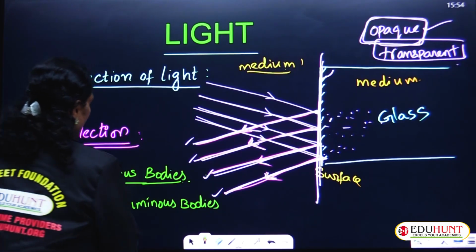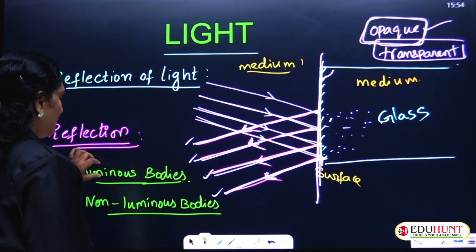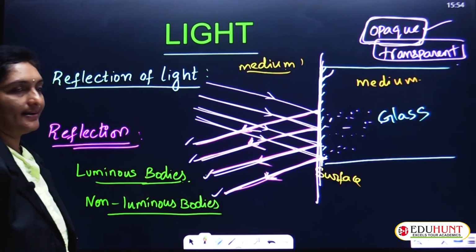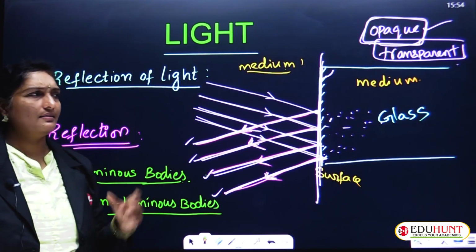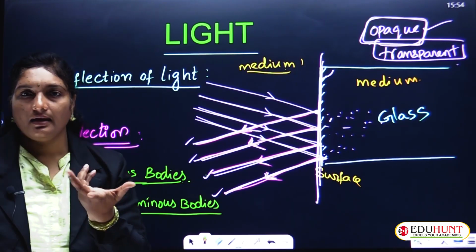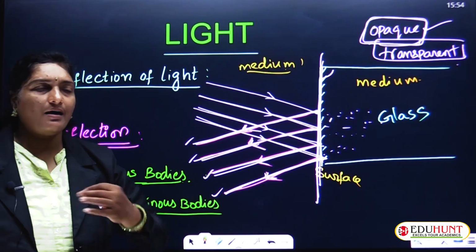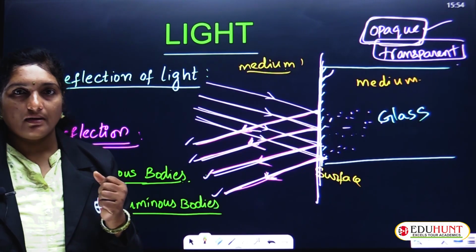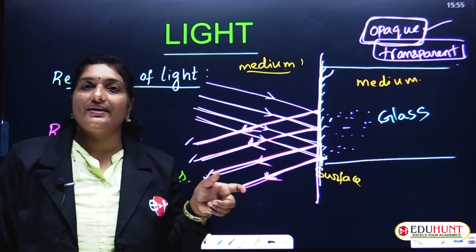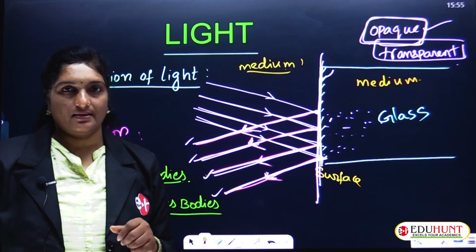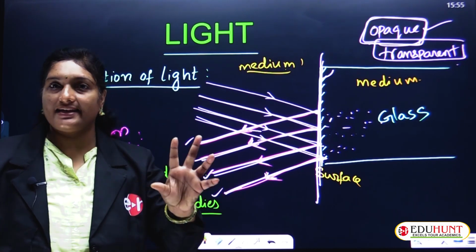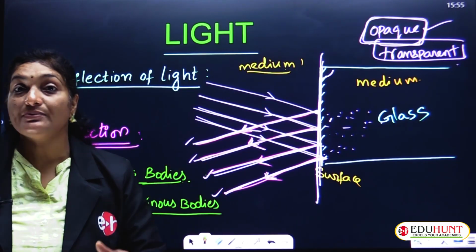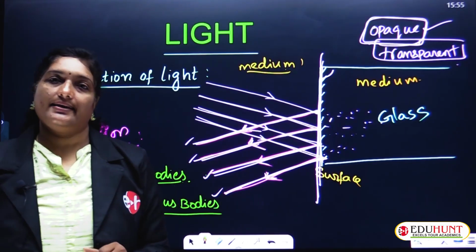So what are non-luminous bodies? What is a luminous body? Luminous bodies are the bodies which can be directly seen. For example, a tube light, the sun, an electric bulb, a candle, a fire, everything can be seen directly. So these types of bodies are called luminous bodies. The bodies which can be seen directly are called luminous bodies. They themselves transmit the light.